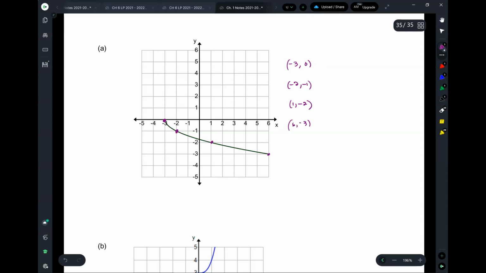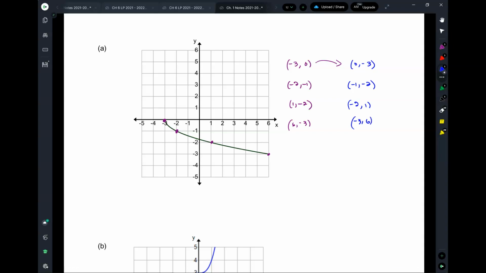That's good enough. The more you do this, the better you'll become. But 3 to 5 is a good number of points to do. Now you're going to interchange them. So 0, -3, -1, -2. Don't mess with negatives, just swap x and y. -2, 1, -3, 6.